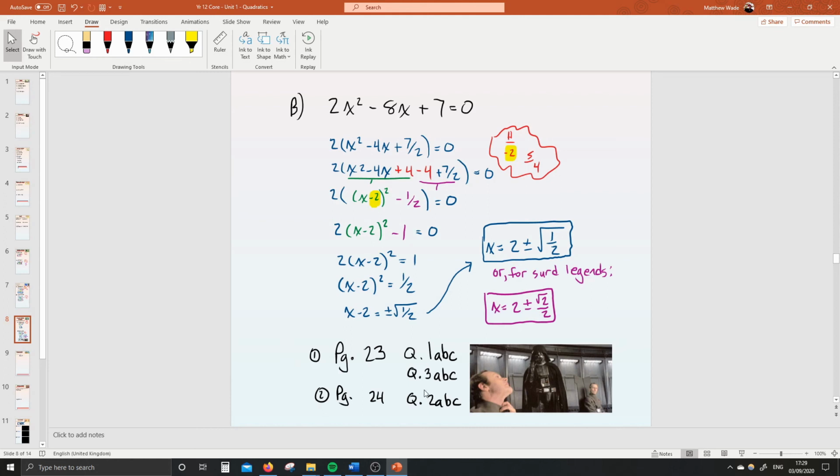So you've got 3, 6, 9 questions. These first ones are easy, complete the square. The second ones are hard, complete the square. And these ones are solving, complete the square. They're going to be due on Tuesday.